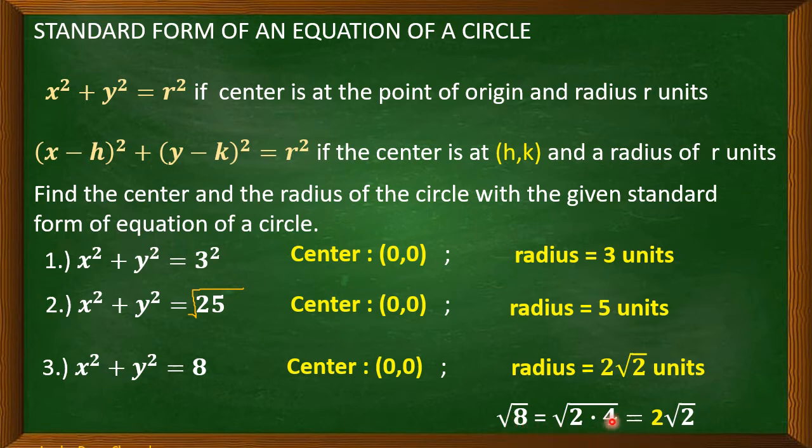Then 4 has an exact integer square root. So we get the square root of 4 and write it outside the radical sign. The square root of 4 is 2. And the 2 stays inside the radical sign. That's why our final answer here is 2 square root of 2. And do not forget units. We have 2 square root of 2 units.